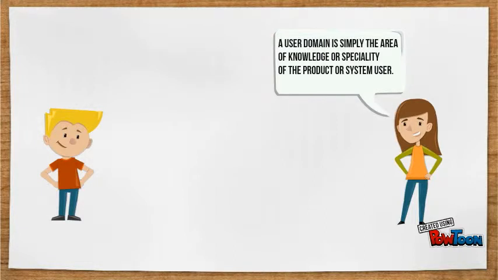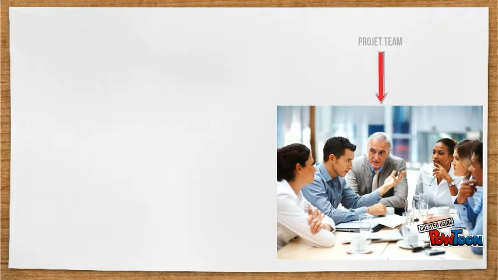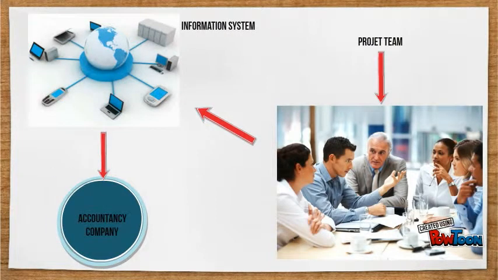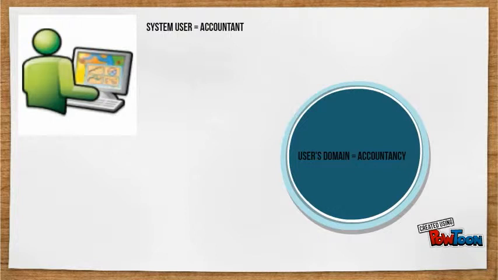A user domain is simply the area of knowledge or specialty of the product or system user. For example, a project team is creating an information system for an accountancy company. The system user would be an accountant, so the user's domain would be accountancy.